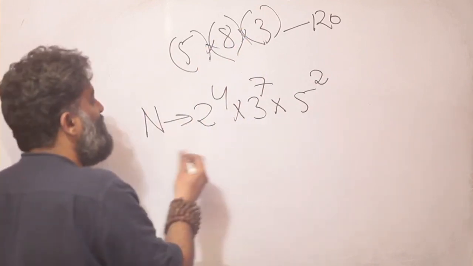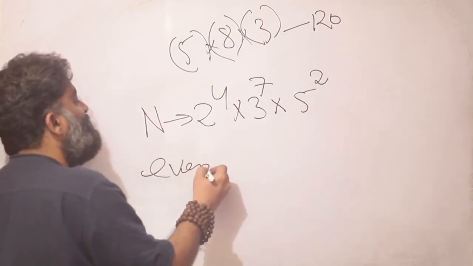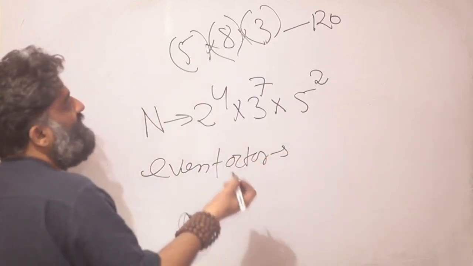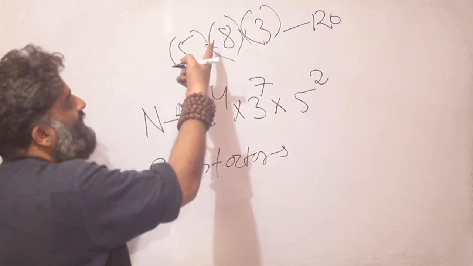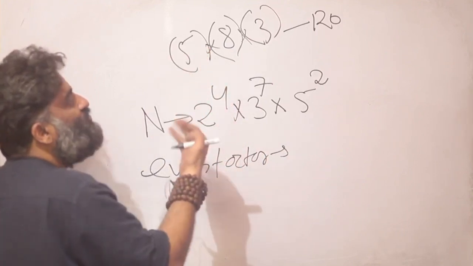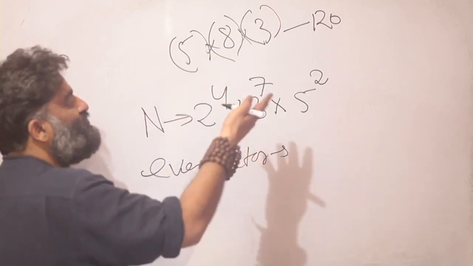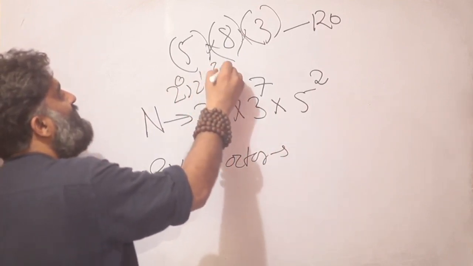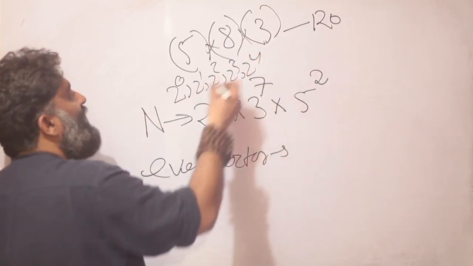Now once again, let's check out, okay, how many even factors? What does even factor mean? When I was counting 5 and multiplying, I meant 2 raised to 0, 2 raised to 1, 2 raised to 2, 2 raised to 3 and 2 raised to 4. So out of 2 raised to 0 up to 2 raised to 4 I was allowed.